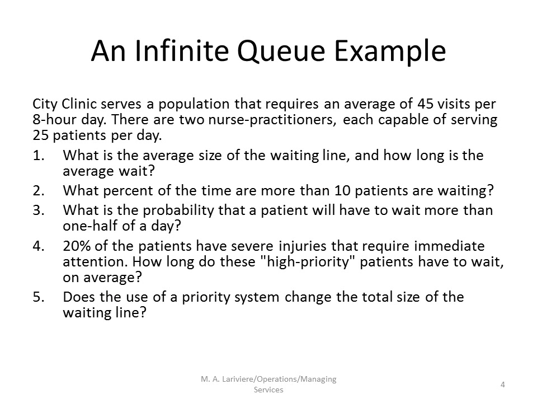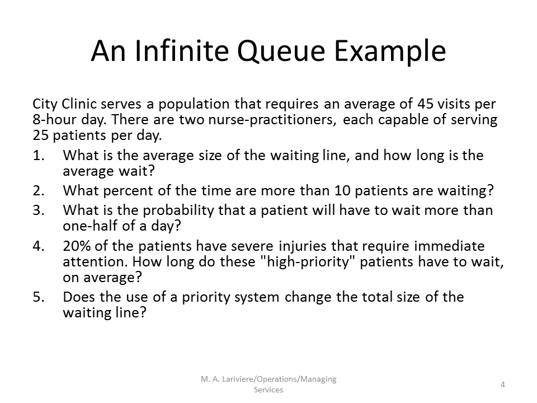This is the infinite queue example that's included on the front page of the spreadsheet. It's asking about City Clinic, a clinic that has 2 nurse practitioners and an arrival rate of 45 visits per day of patients over an 8-hour day. Each of the nurse practitioners can handle 25 patients, and then we're asked a variety of questions about how long patients wait, what if some patients have high priority over other patients, and so on.